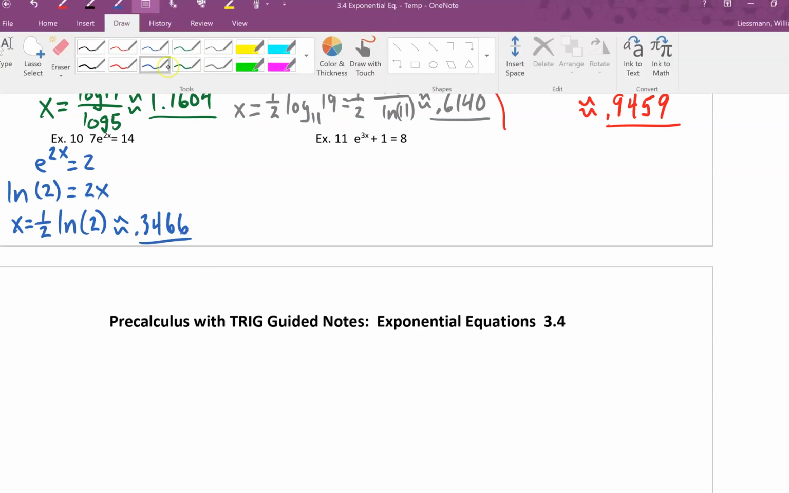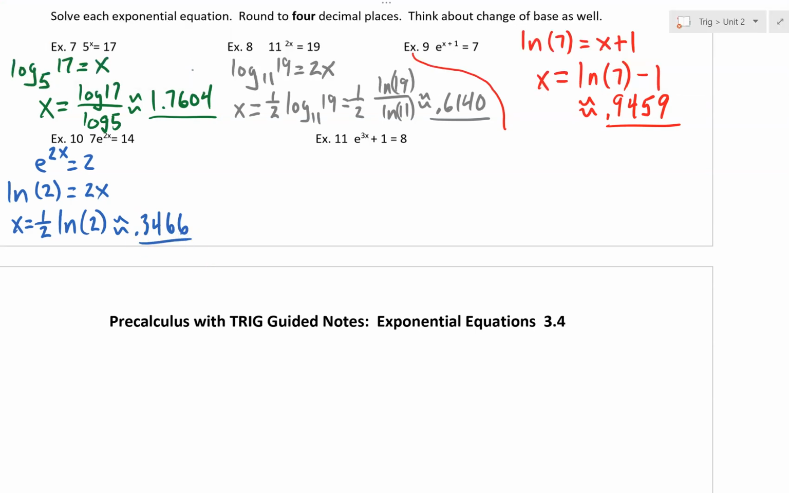Hopefully everybody's kind of picking up on this. It's not terribly hard. Just got to do pieces together here. Okay, we got to get the e by itself. So first step, e to the 3x is equal to, subtract 1, you get 7. Then rewrite. It is the natural log of 7 is equal to 3x. Now I'm going to divide. So this is going to say 1/3 ln of 7.